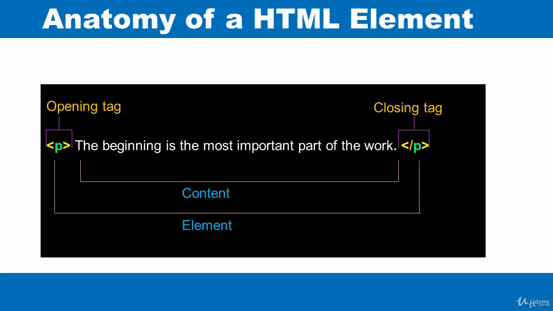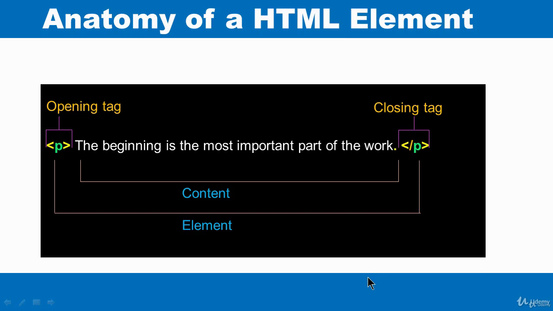So the HTML element basically consists of an opening tag, which is this P here. In this case, a P is a paragraph tag. This P here is what you use to insert a paragraph in an HTML document or a web page. So this is the opening tag, which is where the paragraph begins, and this is the closing tag.